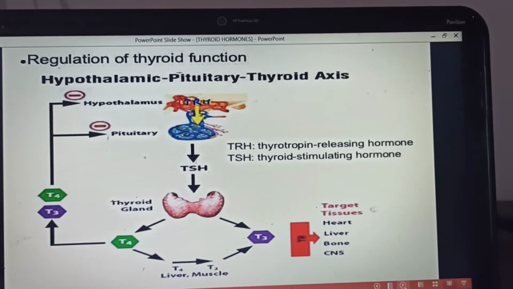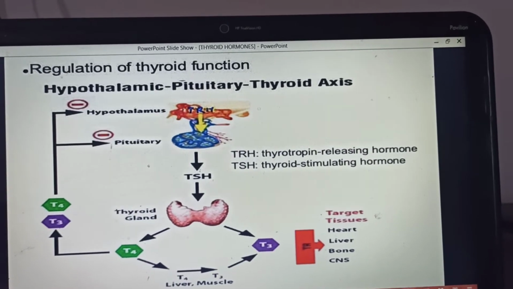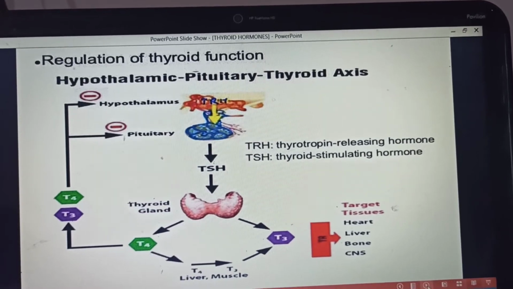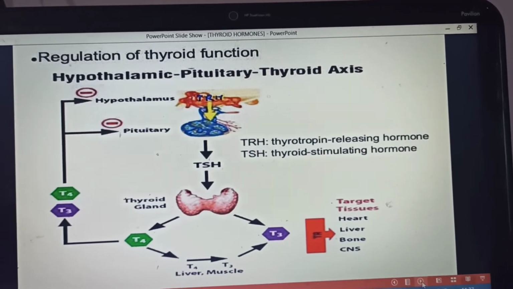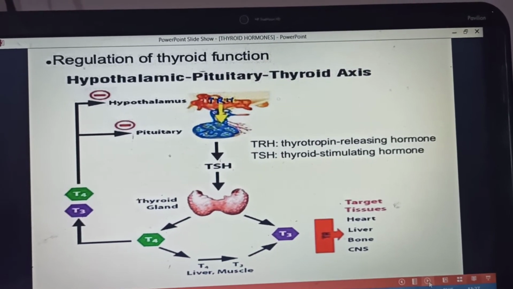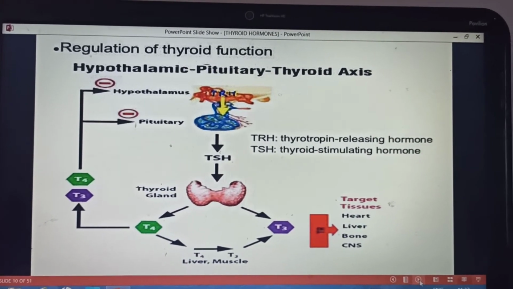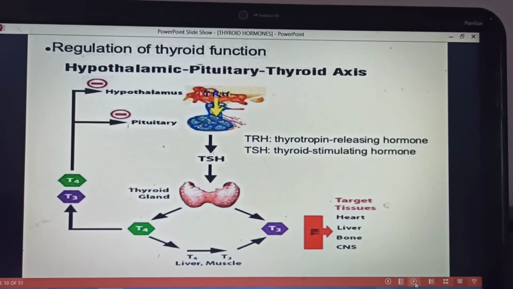T3 and T4 sends negative feedback inhibition to the hypothalamus and pituitary, and that will reduce the secretion of the TRH and TSH respectively, which will further decrease the hormone production.